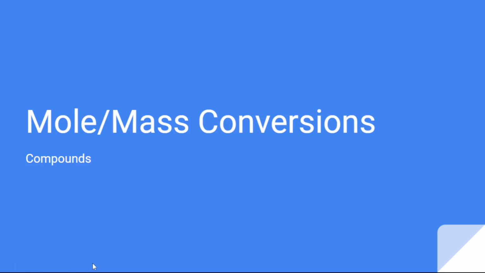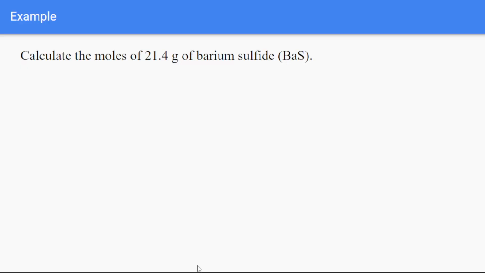In this video, we'll discuss how to convert between moles and mass for compounds. In the example, we have 21.4 grams of barium sulfide, and we're trying to convert to moles. So that makes this a mass to mole problem.